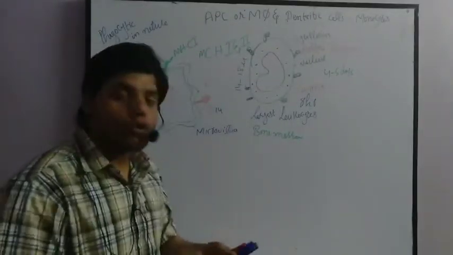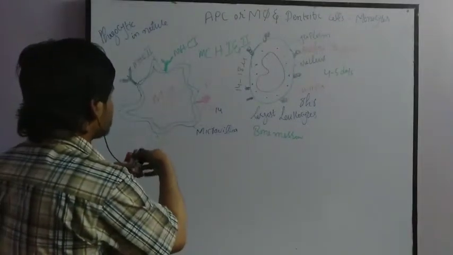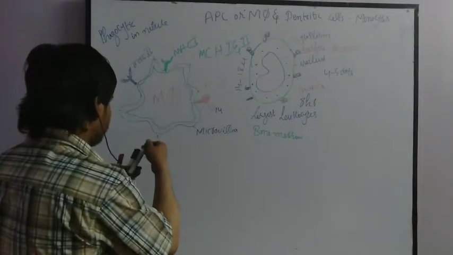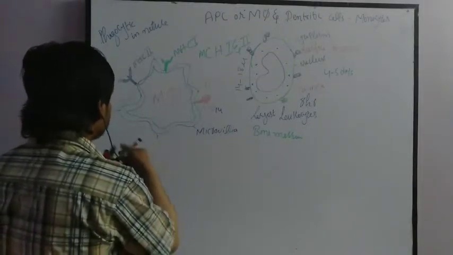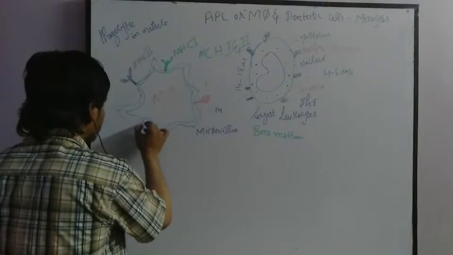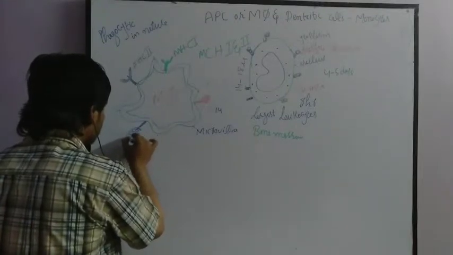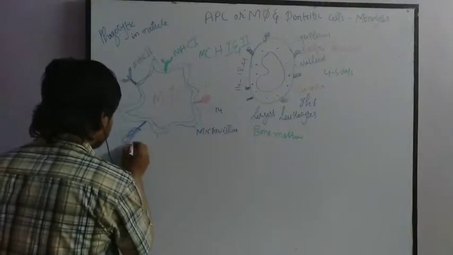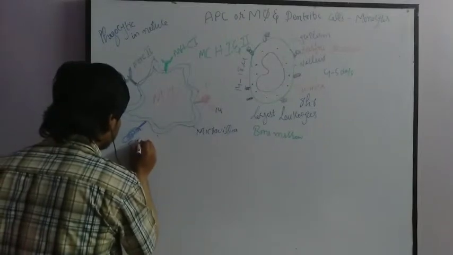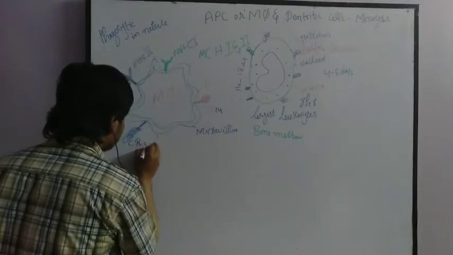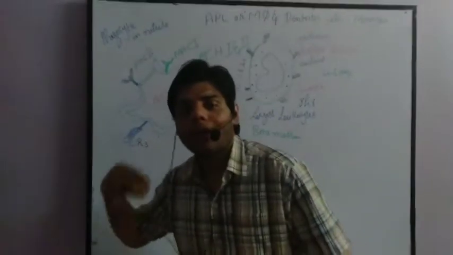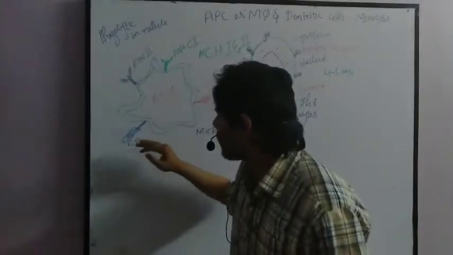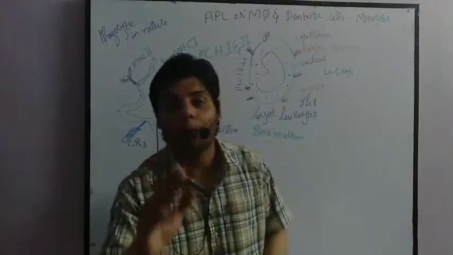Moreover, they have another surface receptor which we usually call the CR3 receptor. So let me draw the CR3 receptor with this blue marker. Sorry, they also have CR3 receptors. Now, CR means complement receptor. They have complement receptor 3.